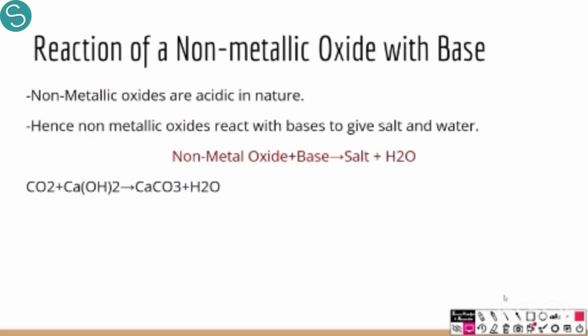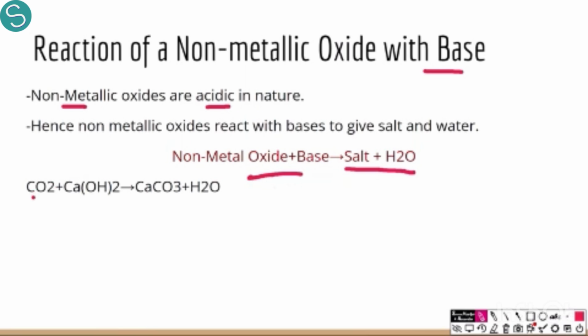The next we have the reaction of non-metallic oxides with base. Now we know that metallic oxides are basic. So non-metallic oxides are acidic in nature. They are the oxides of non-metals. Metallic oxides are basic and the oxides of non-metals are acidic. So because they are acidic, they do not react with acids, but they do react with base, again in a similar manner like a neutralization reaction, and they give us salt and water.